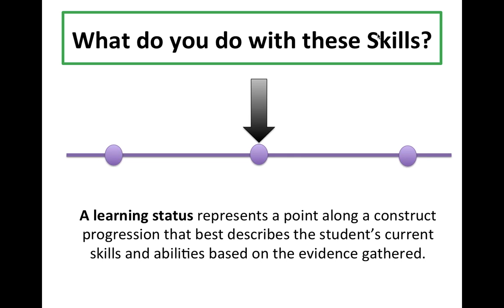So now that you have had a minute to think about all that, what are you going to do with these skills? We just wanted to take a minute and go there, because once you establish where a student is on the scale, what does that mean? What do you do? As the evidence is interpreted, you, the teacher, use that evidence to locate the student's current learning status along a construct progression. And this status represents a point that describes their current skills and abilities based on the evidence that you have gathered.